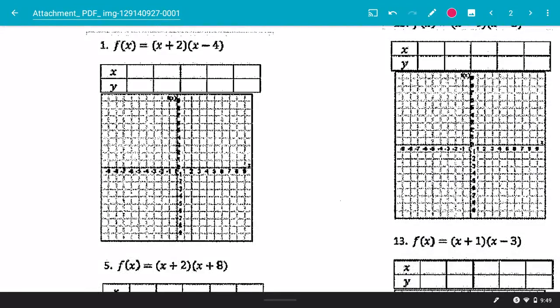My intercepts are negative 2 and positive 4. Negative 2, positive 4. The middle of that's going to be 1, 2, 3, 4, 5, 6. So 1, 2, 3. It's going to be at 1.